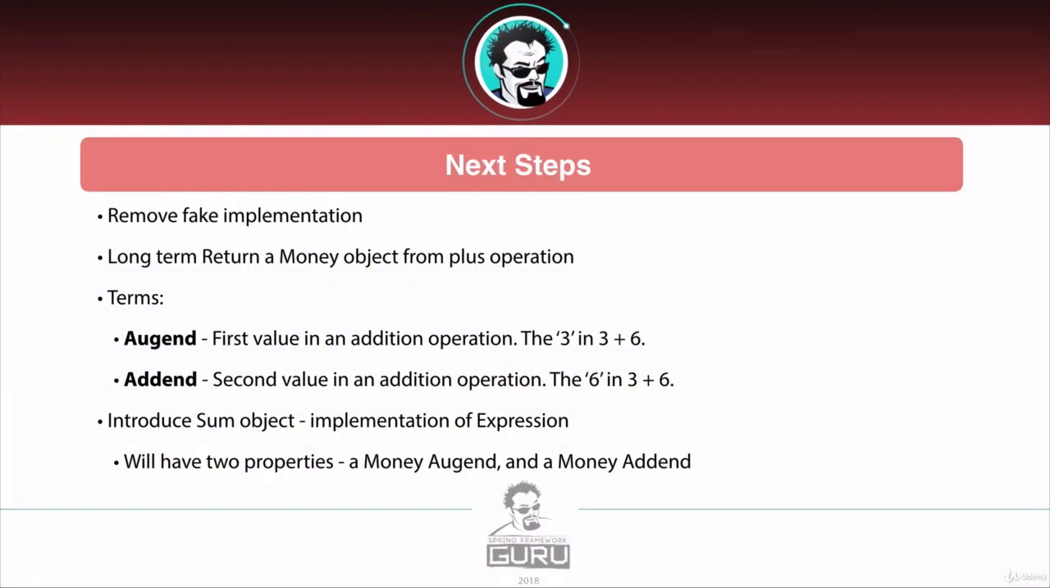Now, what we want to do is, if you remember, we put in a fake implementation into bank, and we want to remove that fake implementation. Longer term, we want to be returning a money object from the plus operation.